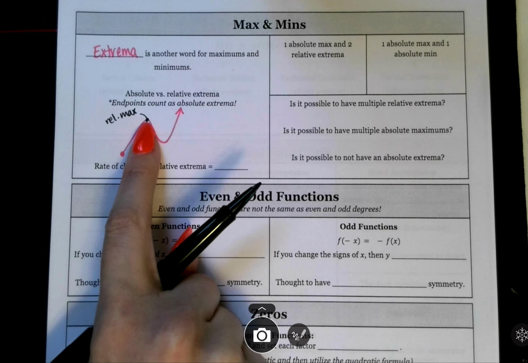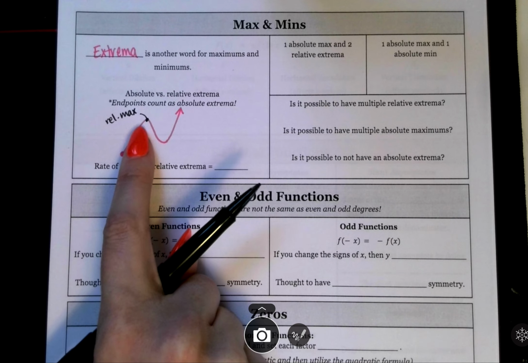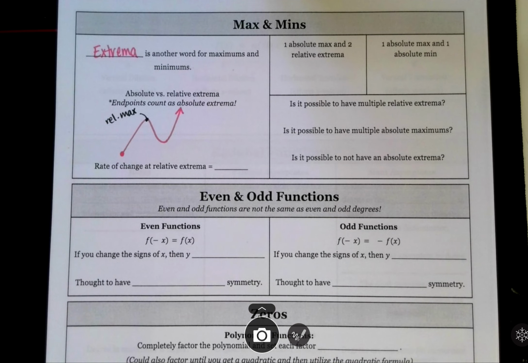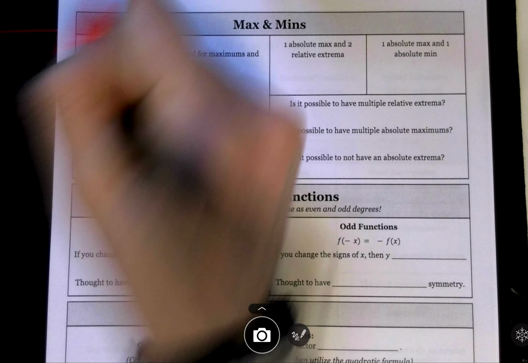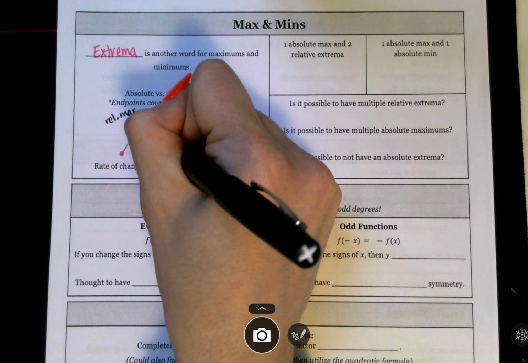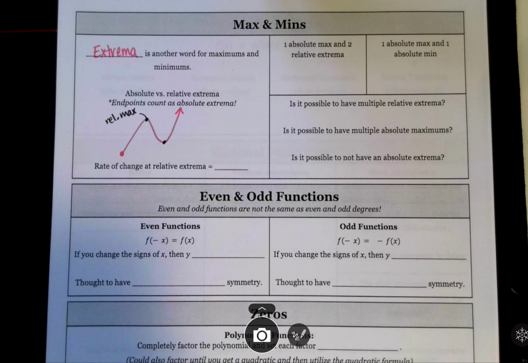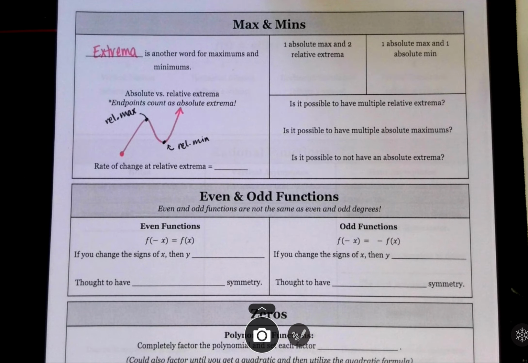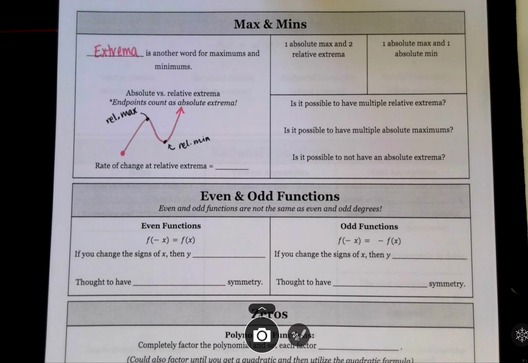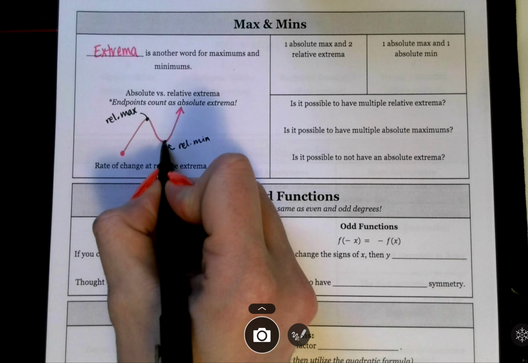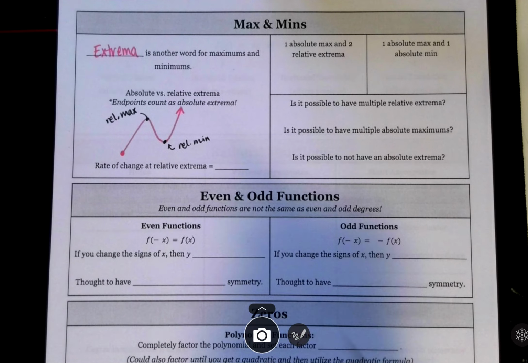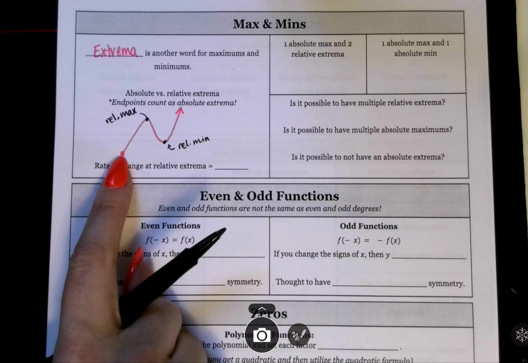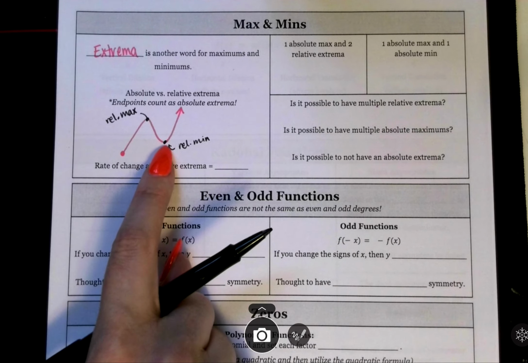I have to see that it is a maximum relative to both the left side and the right side, so around the graph. It is relative around it. This point here would be a relative minimum because again, it is a minimum relative to the pieces of the graph around it. It is lower than the parts on the left and lower than the parts on the right. This is not an absolute minimum because I do have a point that goes lower than that relative min.